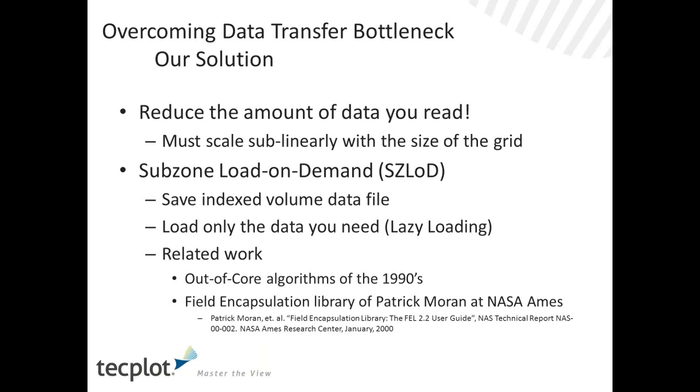Back to what you said, you need to reduce the amount of data you read. That's the primary way to speed things up. There's really not much else you can do. And to do that, there's only a couple of ways of doing that. One is you can massively compress the file, and then, of course, you're reading less data because it's compressed. The other is you can actually be selective about what you read from the file. And that's what Subzone Load on Demand is.